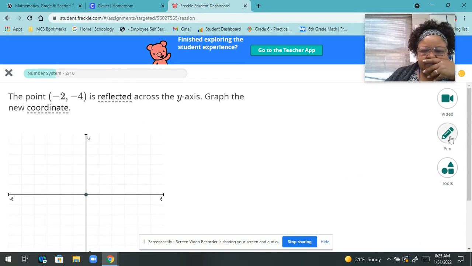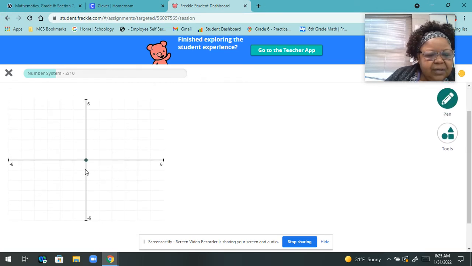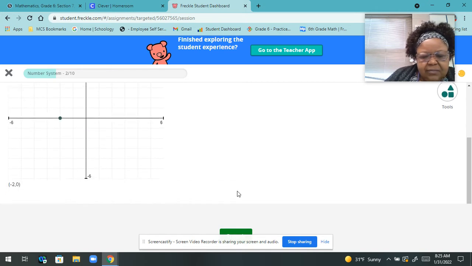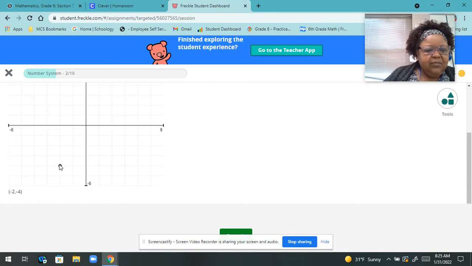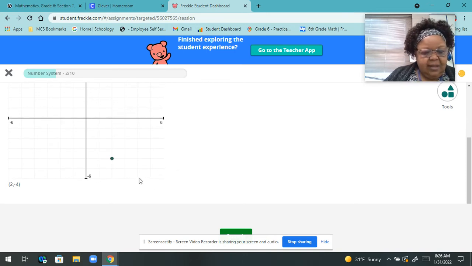So let's look at another one. The point -2, -4 is reflected across the y-axis. So graph the new coordinate. Okay, -2, -4. That's the original point. So I'm doing the original one. So if we reflect it across the y-axis, it's going to be over here at +2, -4. So like a mirror. Okay. So I had you see the coordinates right there showing you where you're going.